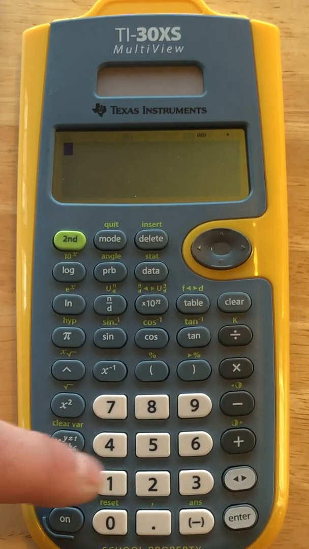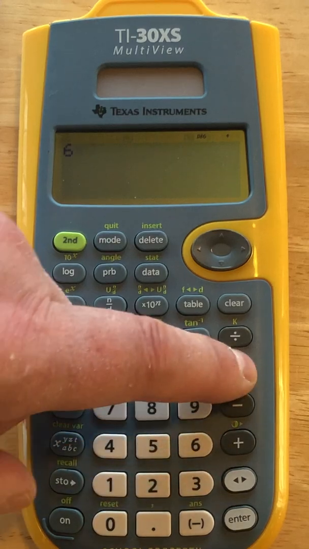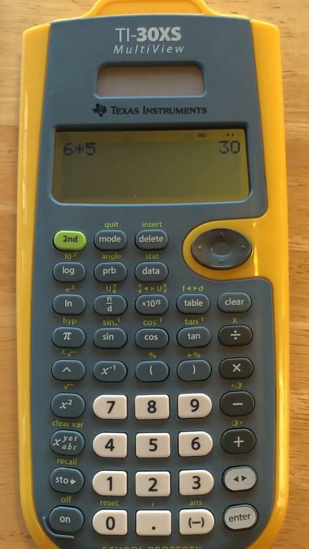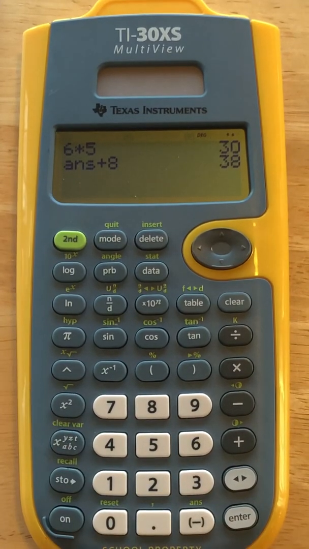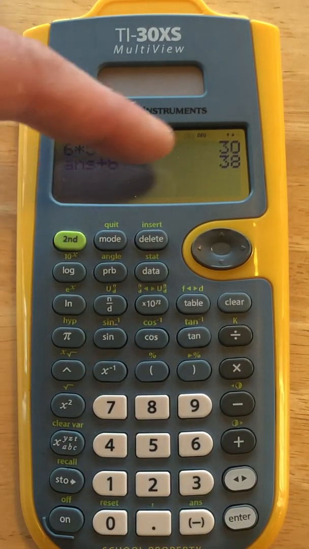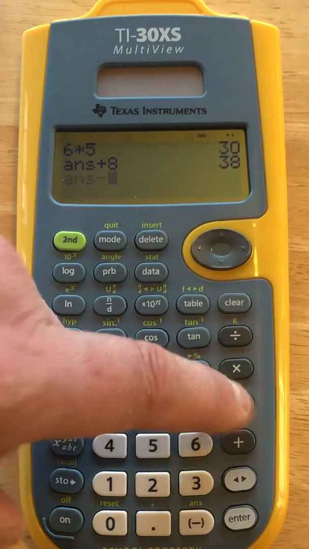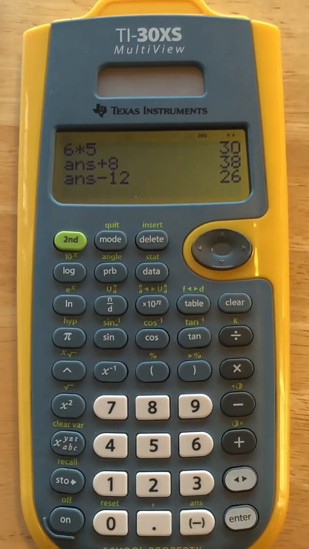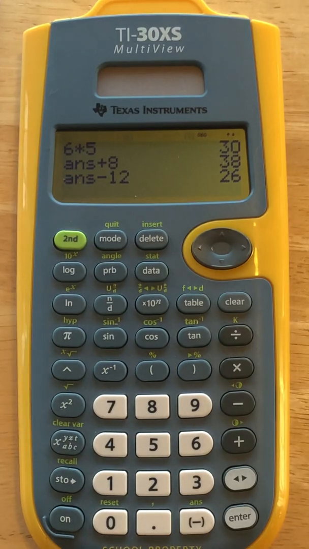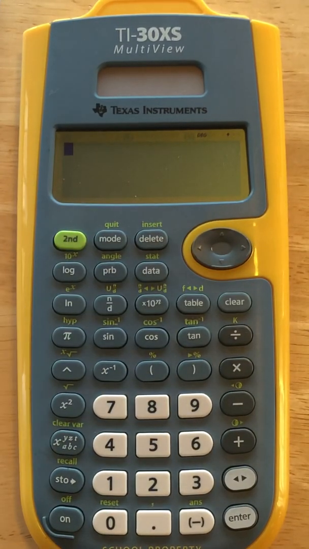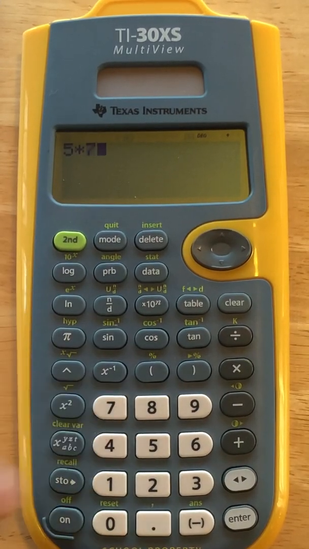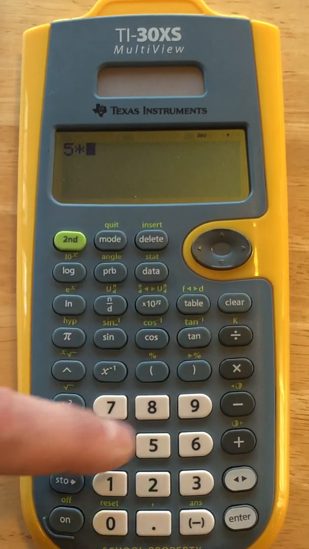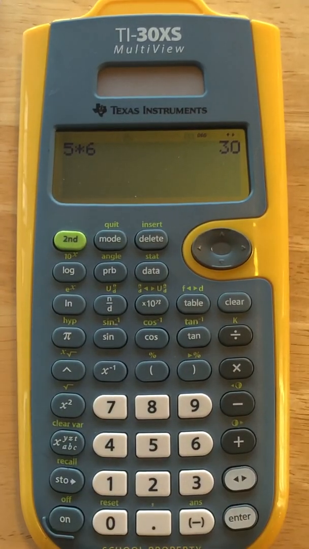All right, let's say that I have 6 times 5 is 30. But what if you wanted to add on an 8 also? You could just push plus, and it'll take your last answer, plus 8 is 38. So it's nice that if you just keep going, like if I want 38 minus 12, I just push minus 12. See, it uses the last answer that you had. That's kind of nice. We have our delete button. If I was doing 5 times 6, but really I put 7, I can delete and go back and put the 6 I wanted.